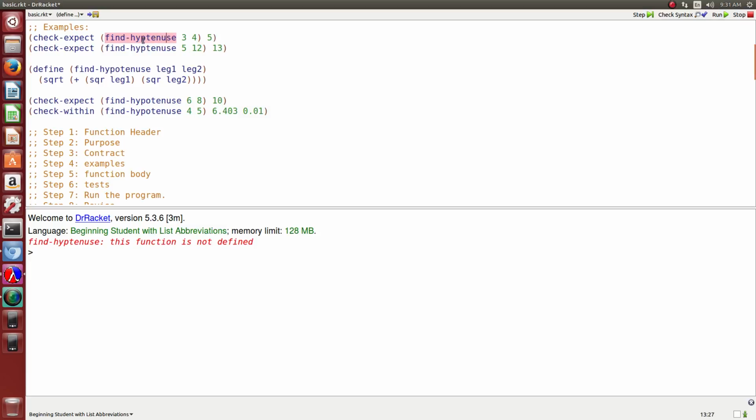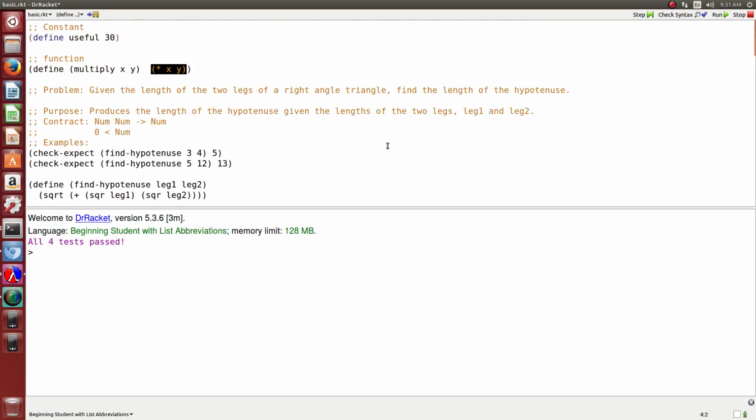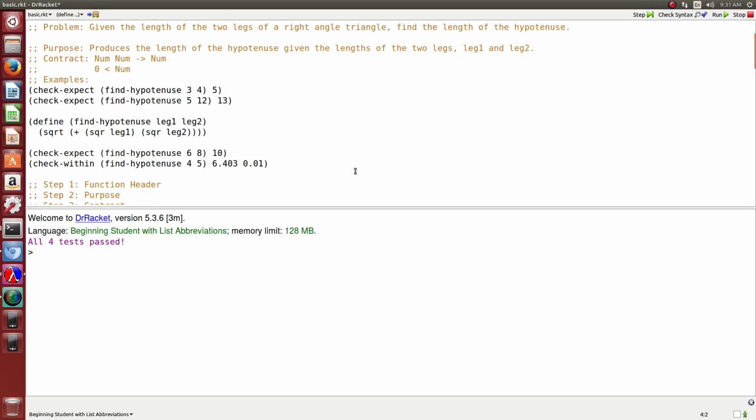Okay, find-hypotenuse. Okay, so all 4 tests passed. So if you look at the actual process that we went through, we didn't define the actual function until a bit later. But now, if someone says, well, I need something that gives me back the value of the hypotenuse given the 2 lengths of the legs, then they know exactly what to do here, because they can see, well, this is exactly what the function does, and this is what I need to put in for leg 1 and leg 2. Here's the contract.